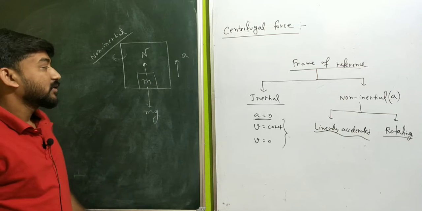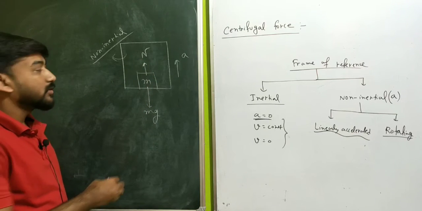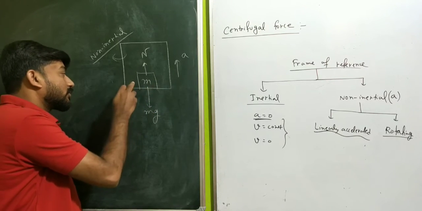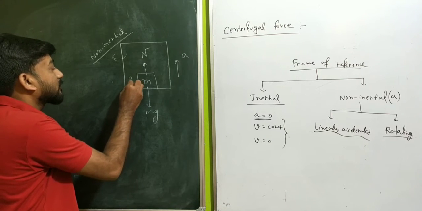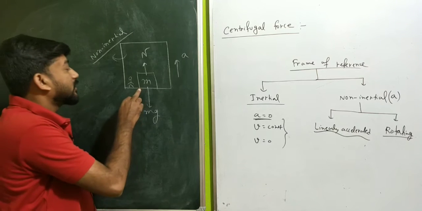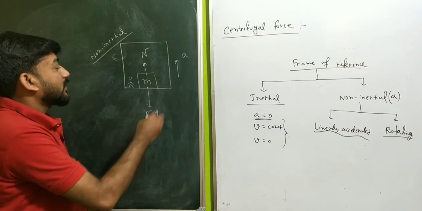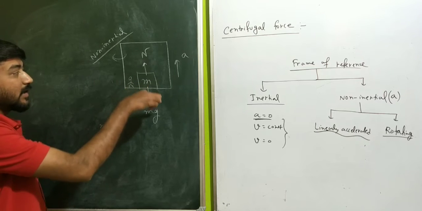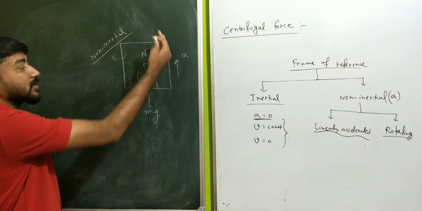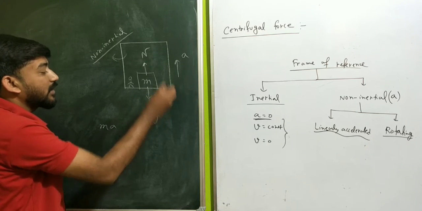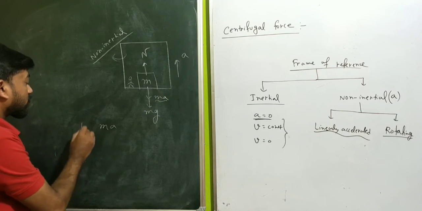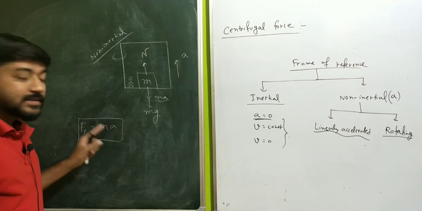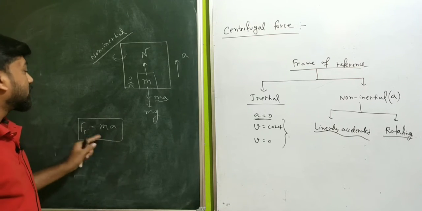But due to the accelerated motion, what will happen for the non-inertial frame? When we talk about the forces acting on the particle with respect to the lift, if the observer is on the lift, then he has to assume one extra force, and that force is the mass of the object times the acceleration of the lift, and it acts always opposite to the acceleration of the frame. Here the acceleration of the frame is upward, so the pseudo force ma will act downward. This is the pseudo force, and we can call it P. And when this pseudo force arises in a rotating frame, then it is called centrifugal force.